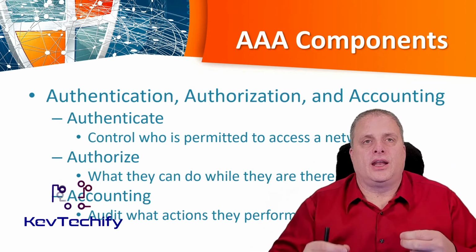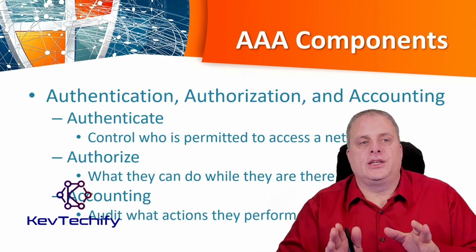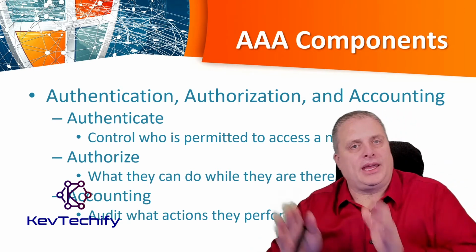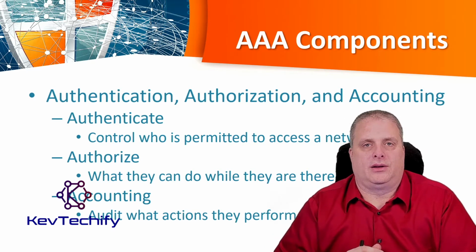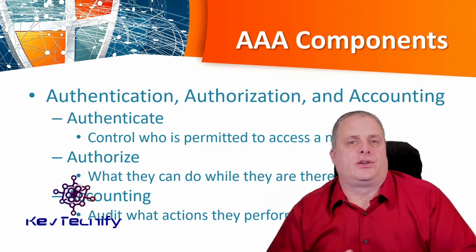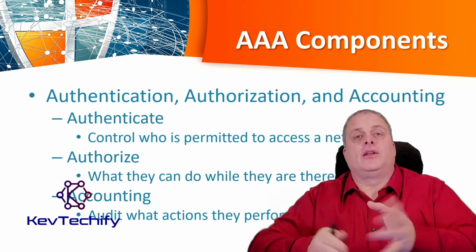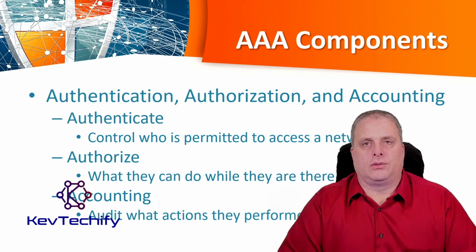Once they've authenticated, authorization is what can they do? They can get into this VLAN, but they can't get into the other VLAN. If it's a Windows system, they can see this directory, but not this directory. They can read this directory and can't make changes to it, but on their home directory, they have full control.